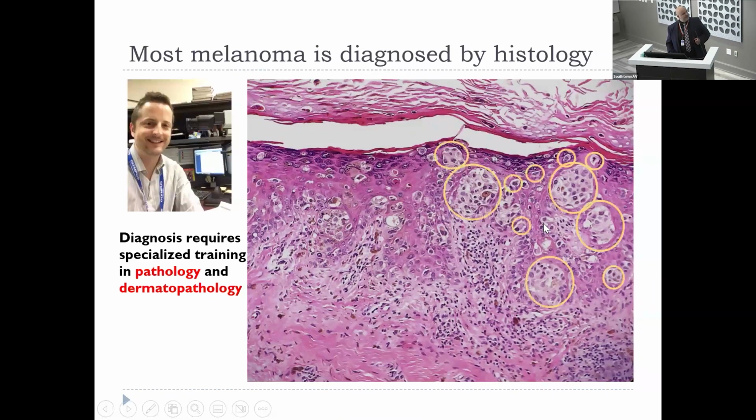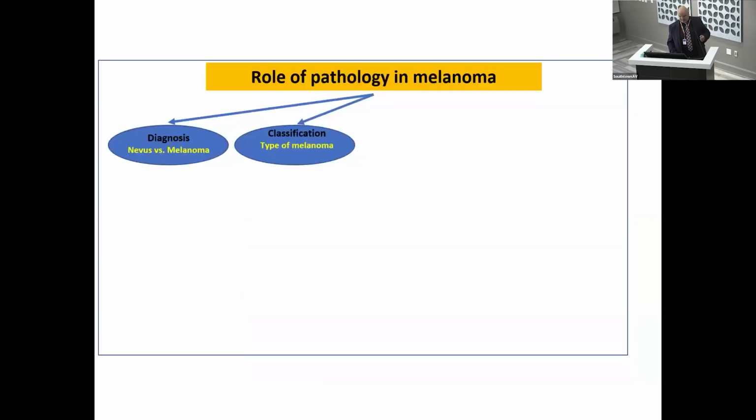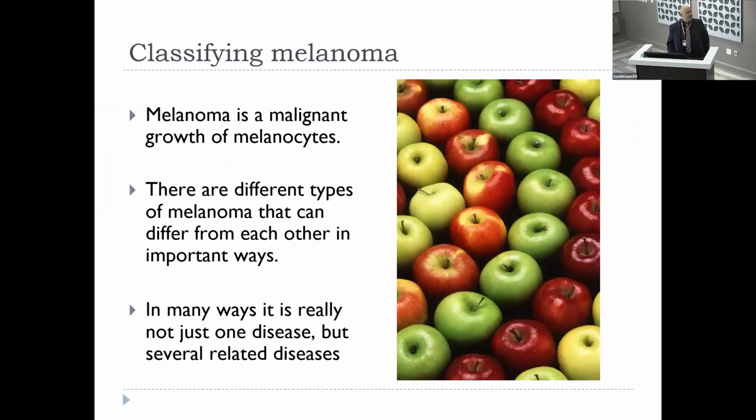So you can see here, these are the melanocytes in the epidermis. So you can see how many more there are here. So you can look at certain patterns and say that this is malignant, and specialized physicians can diagnose that. The second role is to classify a type of melanoma.